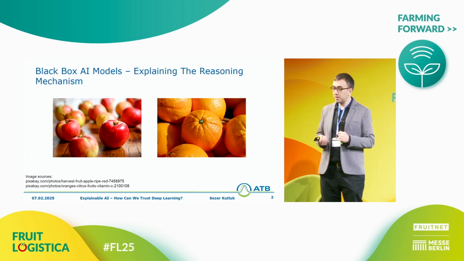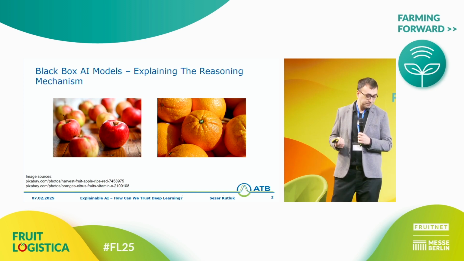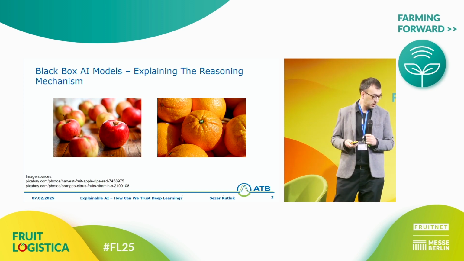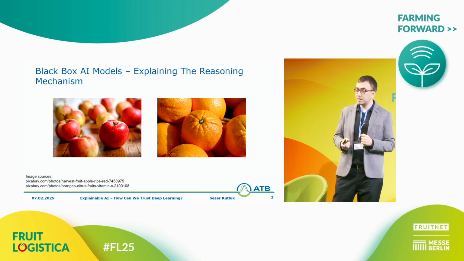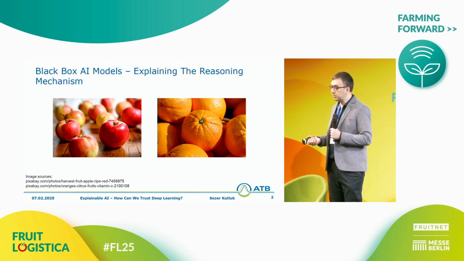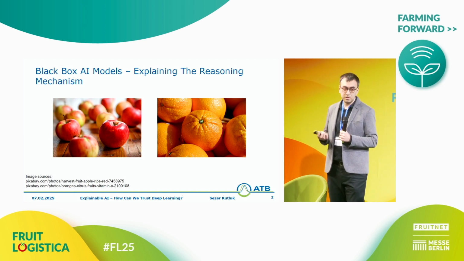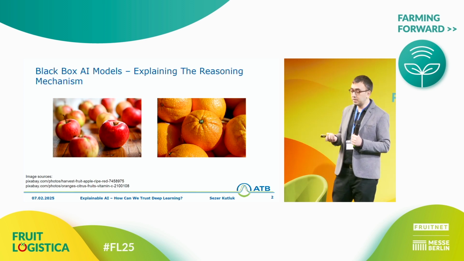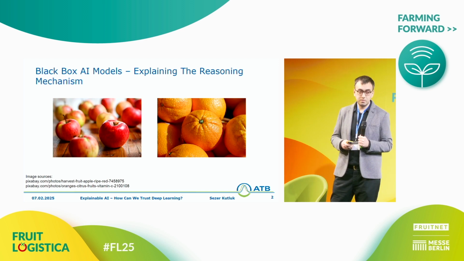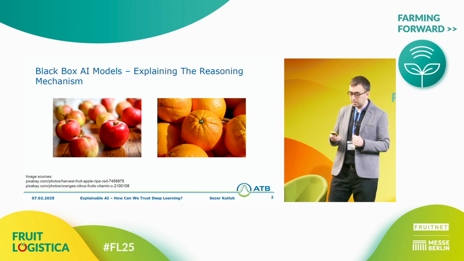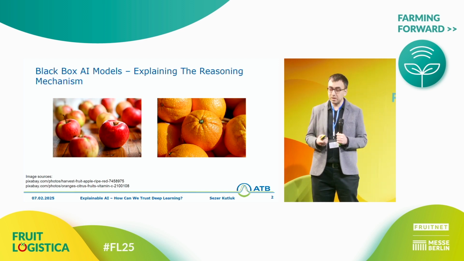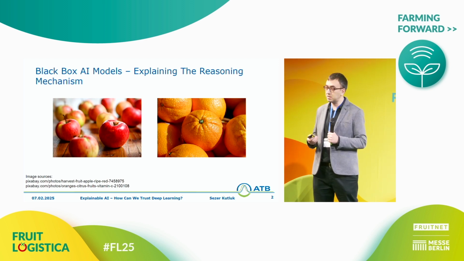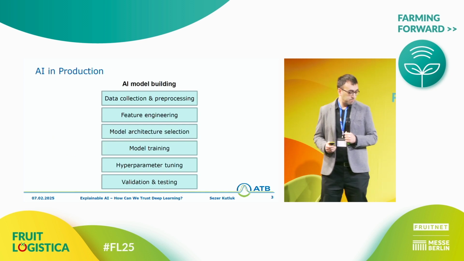However, they are black boxes, so we don't know their reasoning mechanism, how they reach a decision. And especially in high-stakes applications, including food security, food industry, agriculture, healthcare, etc., these can have catastrophic consequences. So explainable AI is one step towards achieving transparency and trustworthiness in AI.